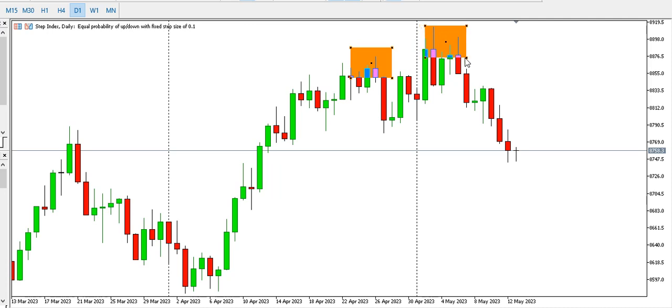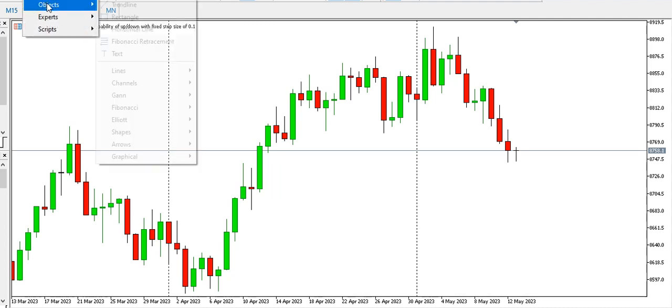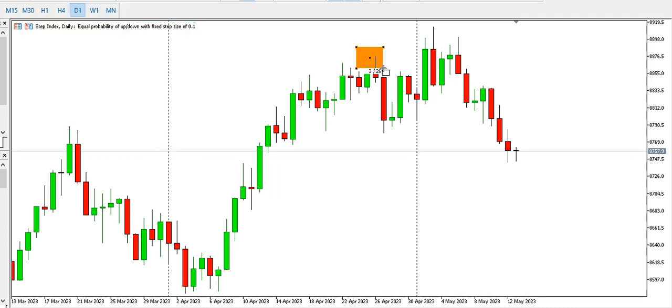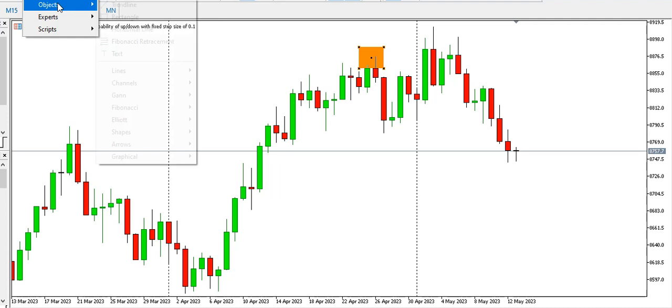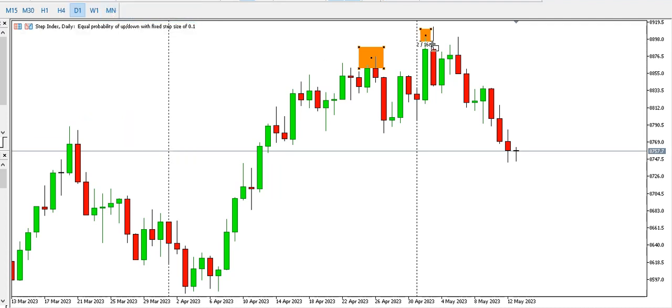Okay, or we can call it head and shoulder pattern. This is the left shoulder, this is the head, and this is the right shoulder.